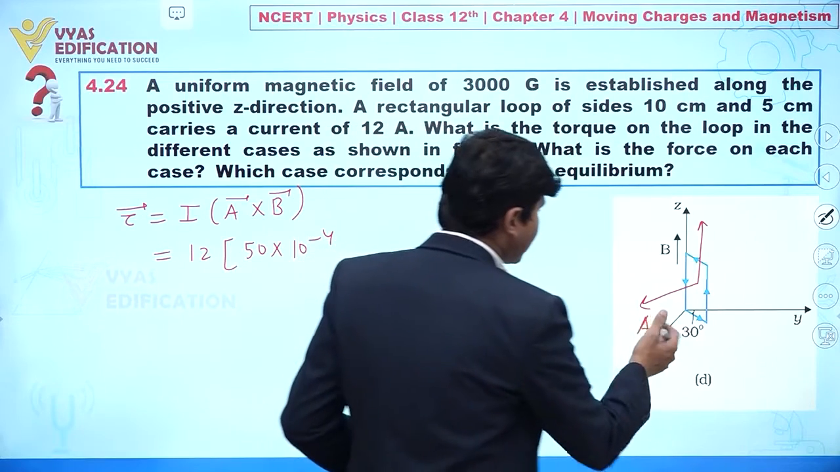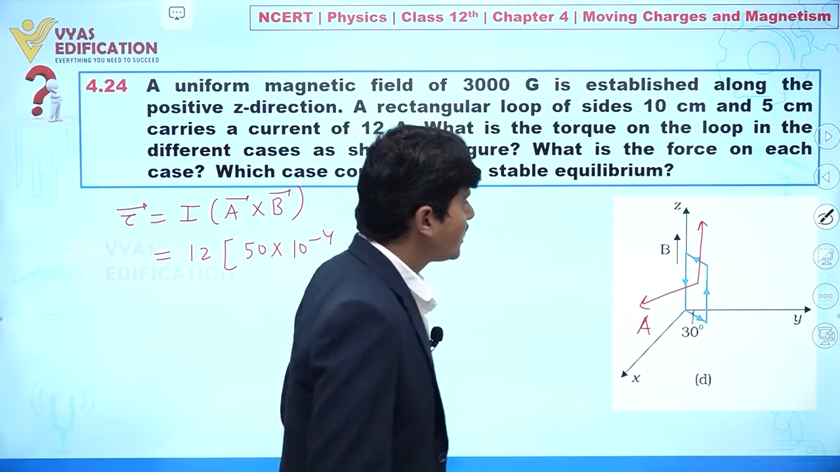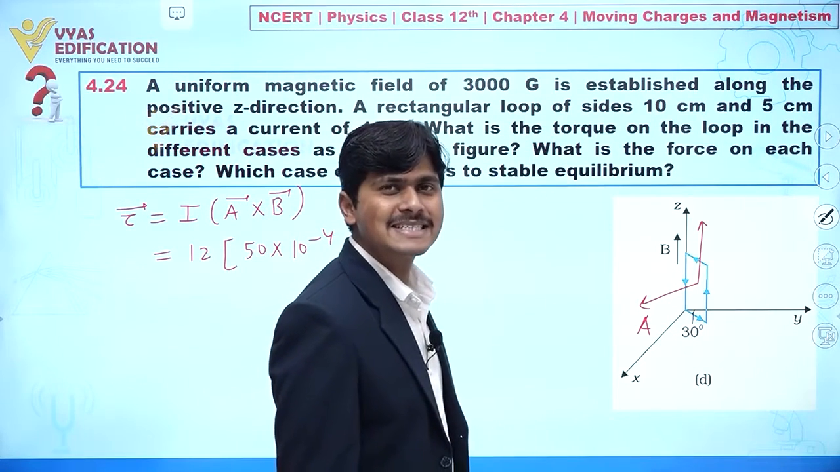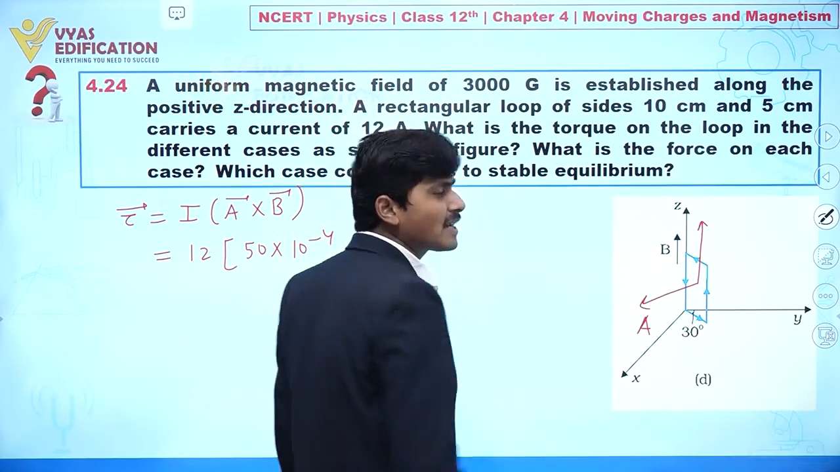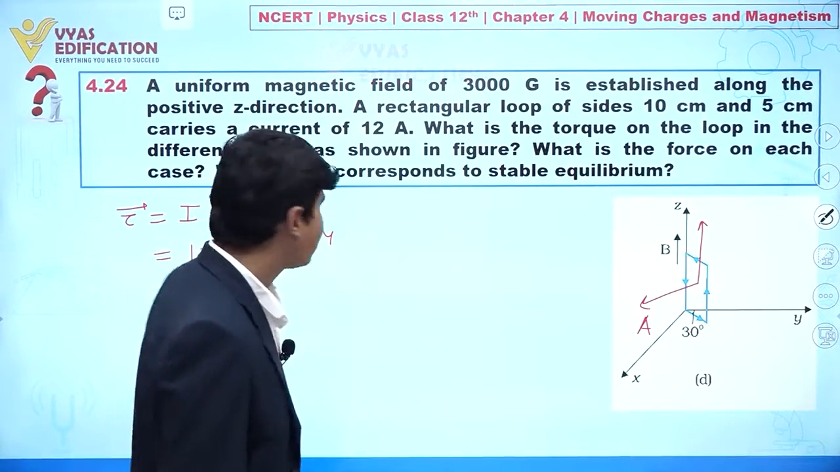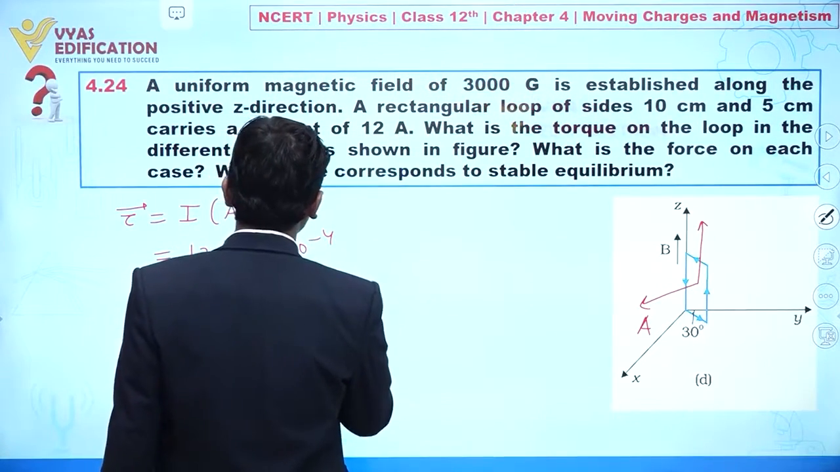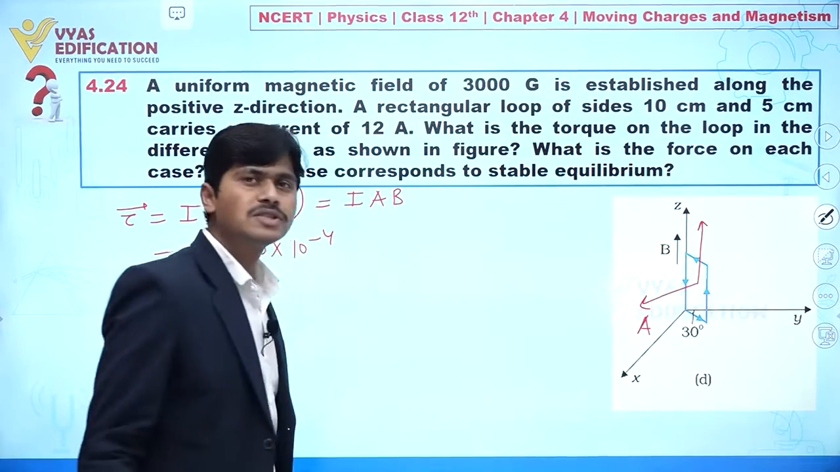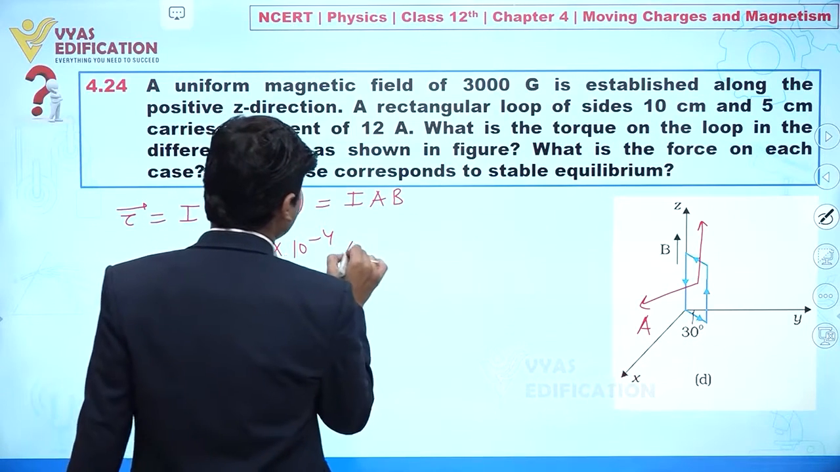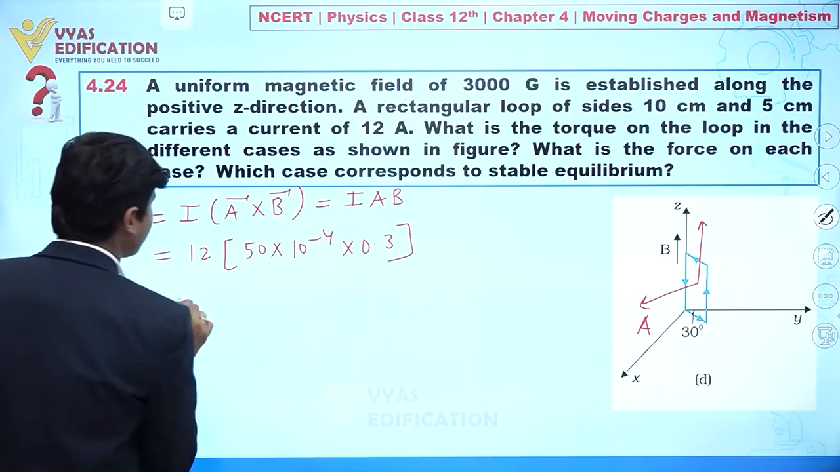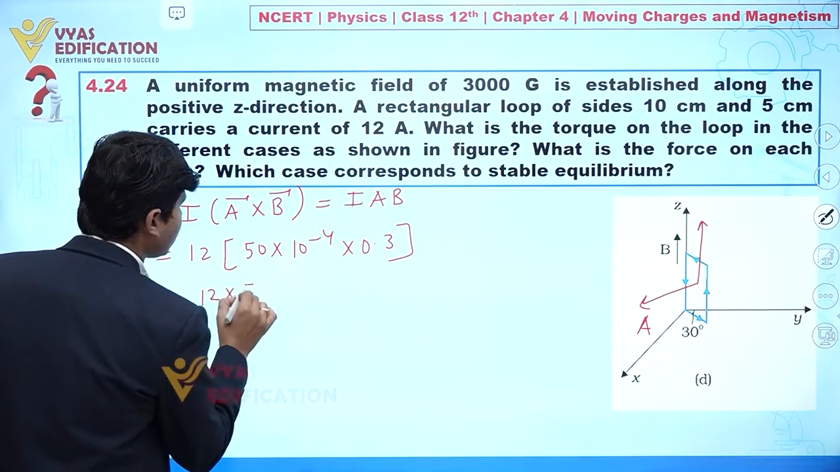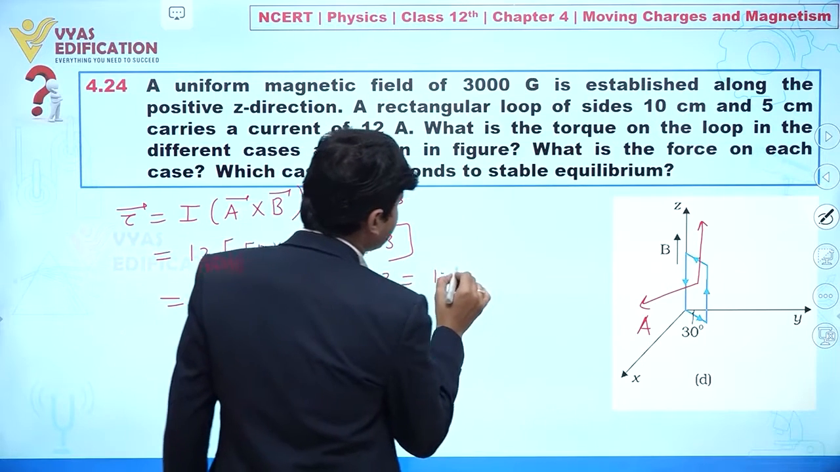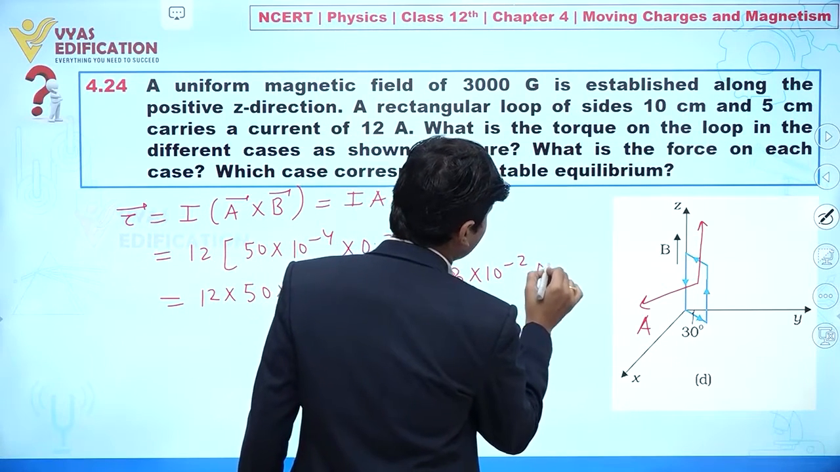So if we talk about the area vector direction, it is perpendicular to the Z axis. It means the angle between the area vector and the B vector is 90 degrees. So directly I can say this is equal to I A B only, because sin 90 equals 1. Clear? And multiply 0.3. So we are getting 12 into 50 into 10 to the power minus 4 into 0.3, and this is 1.8 into 10 to the power minus 2 Newton meter.